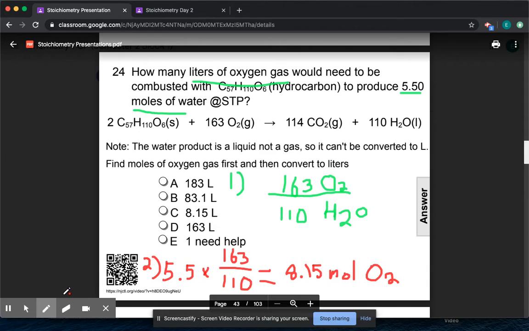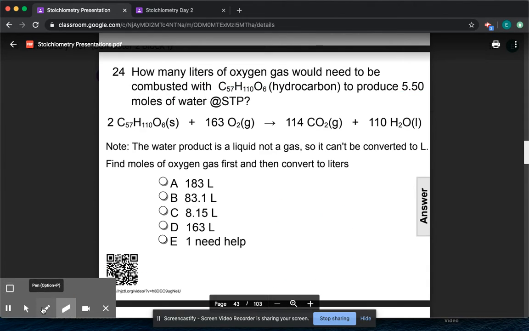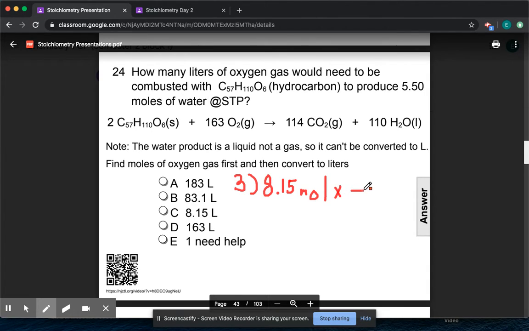So then the last step, step three, I'm going to delete everything because I need the space. Now we need to convert it from moles to liters. Okay. So we have 8.15 moles of O2. Okay. Times. Now we need to convert it to volume. This is where you got to remember from the mole section, in 1 mole of gas at STP, you get 22.4 liters.